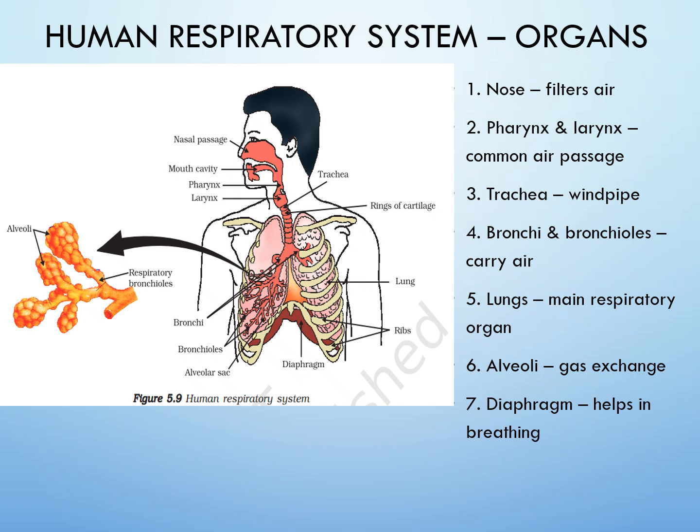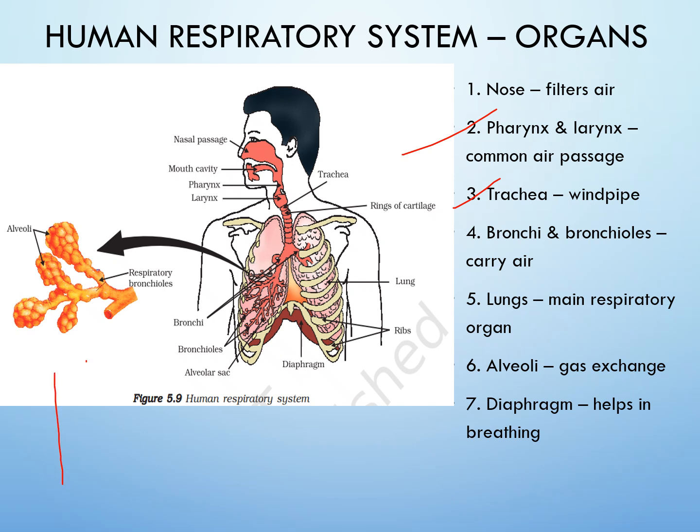Then you have pharynx, larynx, which is the sound box. Larynx is the sound box. Pharynx is a common opening in the digestive as well as the respiratory system. Then you have trachea, which is also called windpipe. So this question often comes in exam.